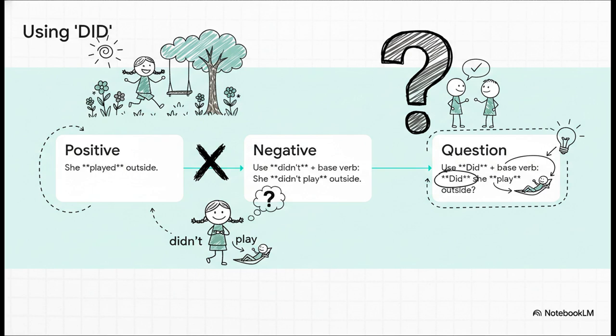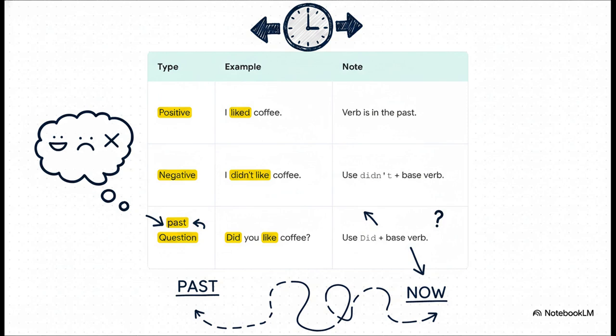Did she play outside? This table lays it all out really nicely. For a positive sentence, the verb gets the past tense ending, I liked coffee. But when you bring in did for negatives and questions, it takes over. So the main verb goes back to normal. I didn't like coffee, and did you like coffee? Once you get that little pattern down, you've basically mastered it.